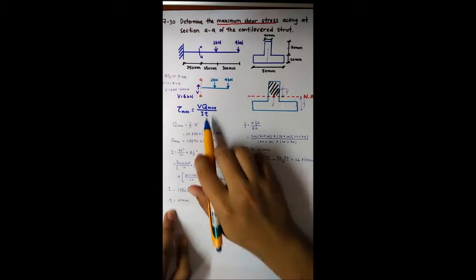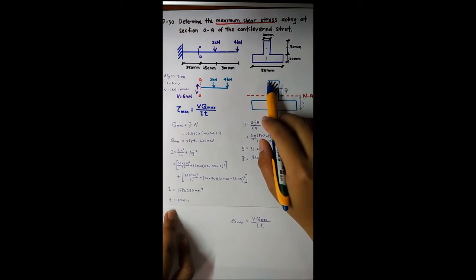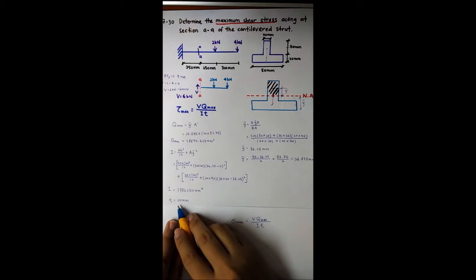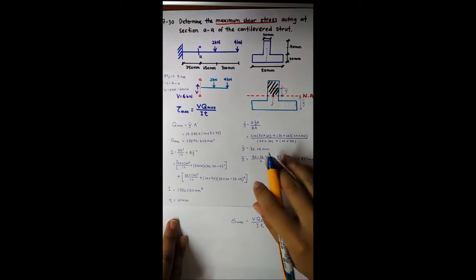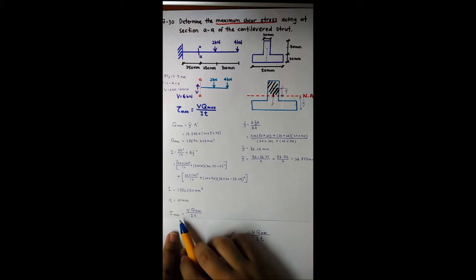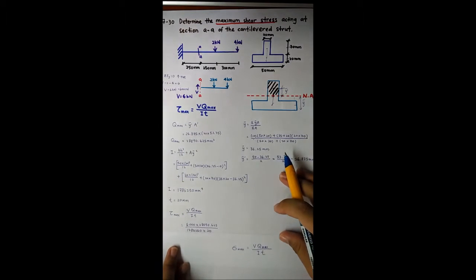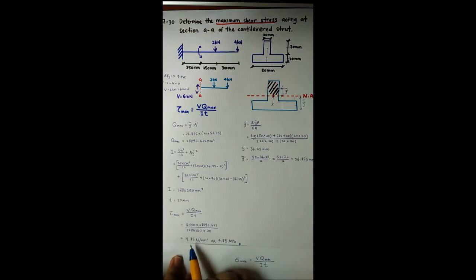T, we know that it is the width of this shaded region, means 20 millimeter. Finally, we can get the tau max by substituting all the values inside. We get the final answer is 4.85 Newton per millimeter square, also 4.85 megapascal.